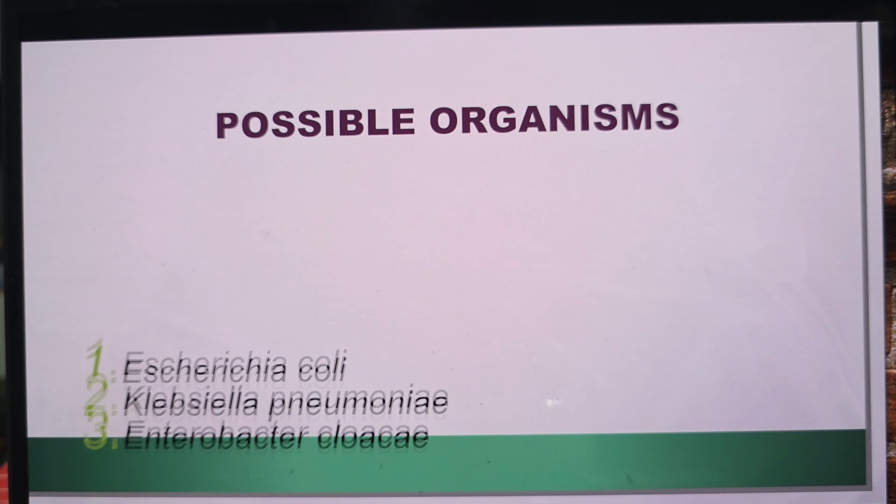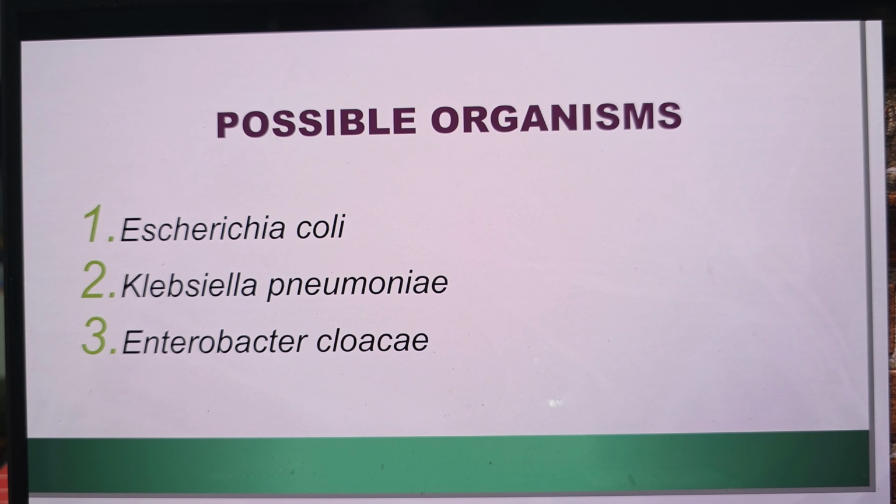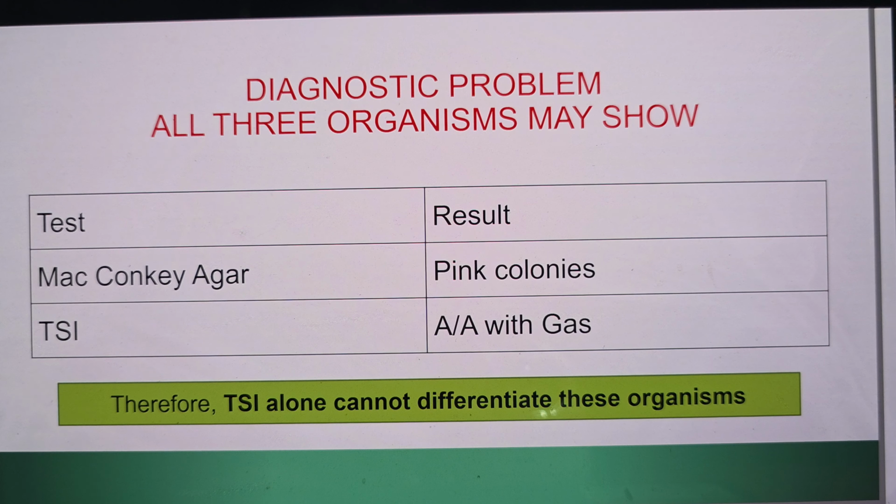Possible organisms: Escherichia coli, Klebsiella pneumoniae, Enterobacter cloacae. Diagnostic problem: all three organisms may show pink colonies on the MacConkey agar, and A/A with gas on TSI test. Therefore, TSI alone cannot differentiate these organisms.